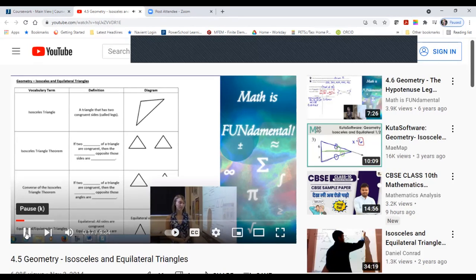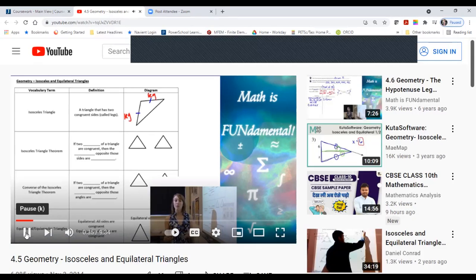So the first vocab term is an isosceles triangle, which is a triangle that has two congruent sides, which we call legs. So we've got one triangle with two sides that have to be congruent. We call those the legs. So this is going to be a leg, this is going to be a leg.